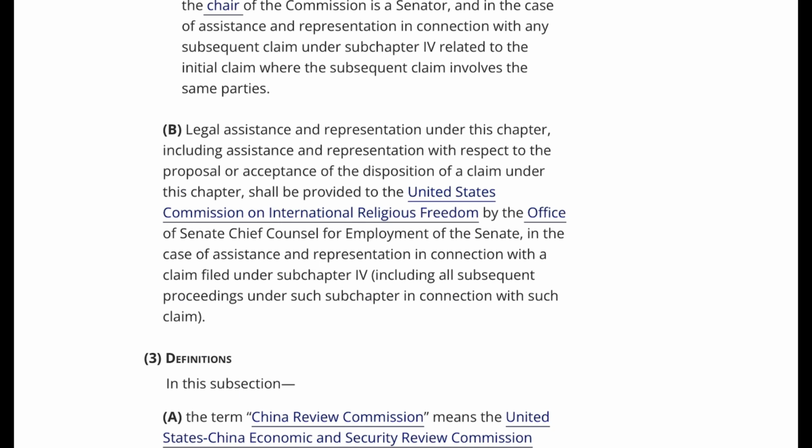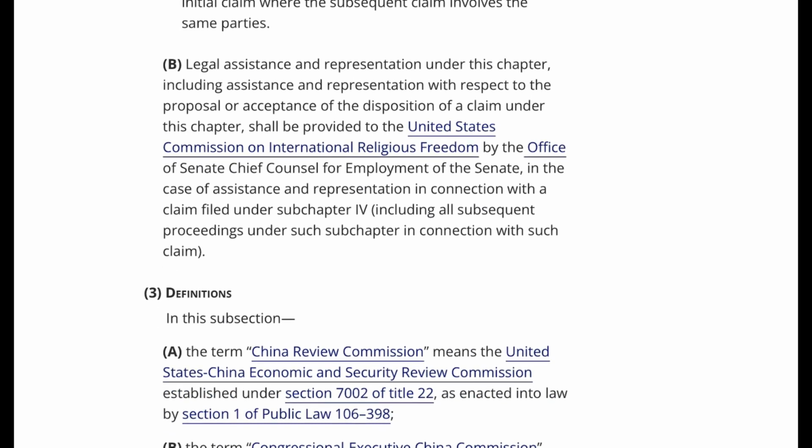acceptance of the disposition of a claim under this chapter, shall be provided to the United States Commission on International Religious Freedom by the Office of Senate Chief Counsel for employment of the Senate, in the case of assistance and representation in connection with a claim filed under Subchapter 4, including all subsequent proceedings under such subchapter in connection with such claim.